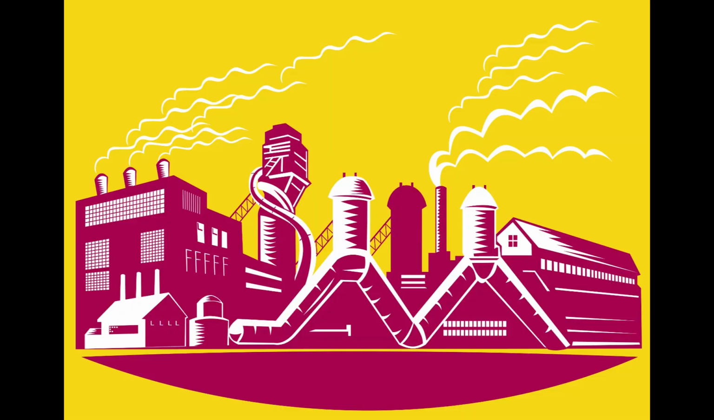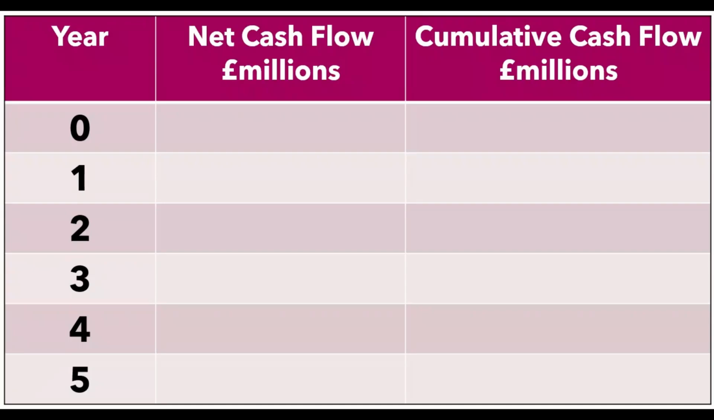Well, we start by constructing a cash flow table. Let's imagine that we want to build a new factory. This factory will cost us £50 million, so we add this as a cost into the year zero net cash flow column of our table as shown. This is a negative as it has cost us money, which is why it has brackets around it.